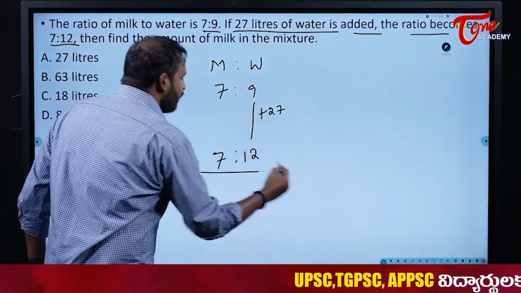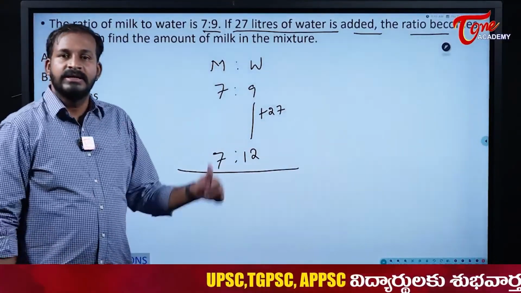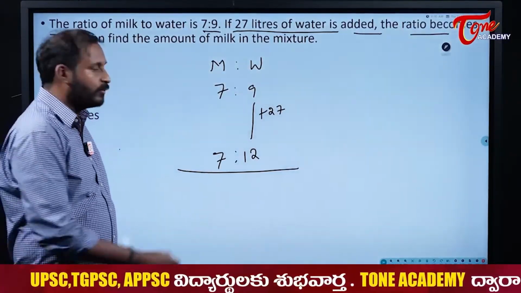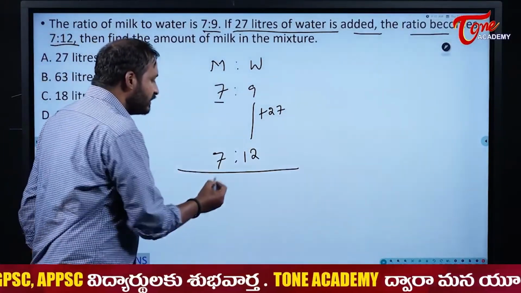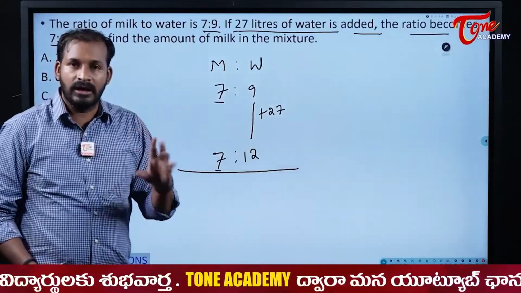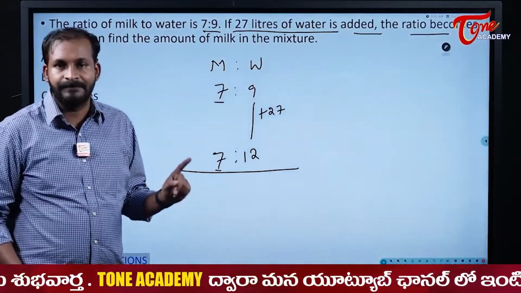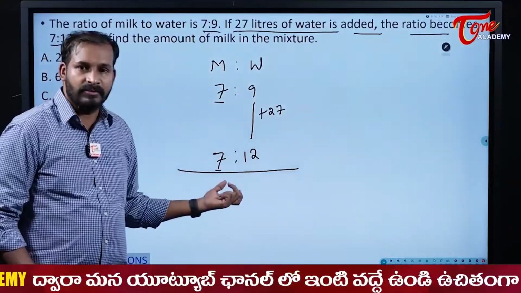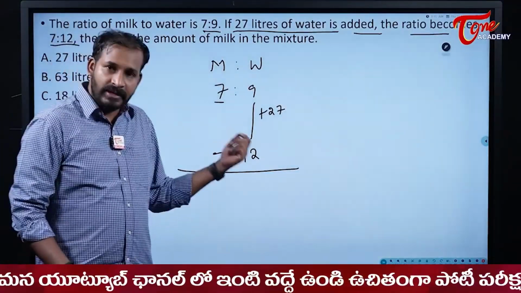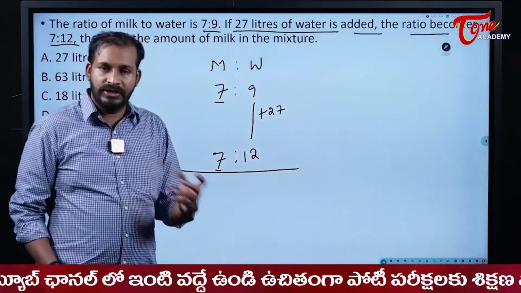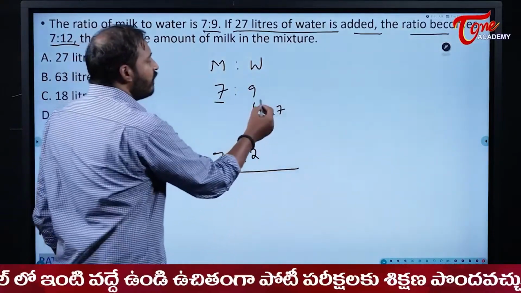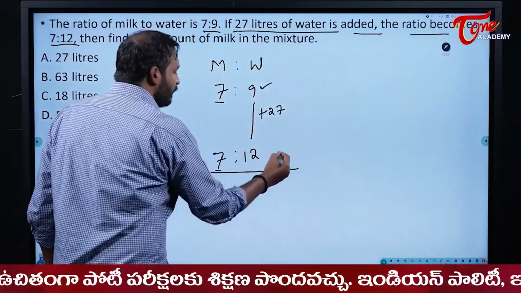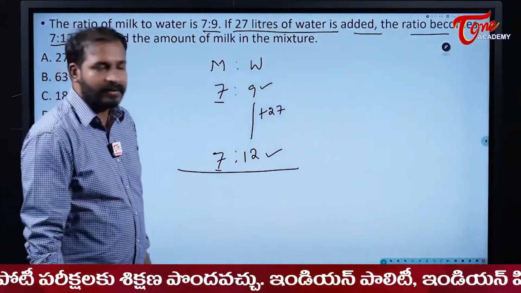Why? Because our milk portion is the same previously and now. No need to worry about the milk portion here. Anyway, both are 7 and 7. This thing will not happen with all the questions. Remember this one carefully. If they are not equal, first of all try to equalize them and then solve the problems. But in this case, the milk portion is already equal, so no need to worry. Directly we will concentrate on the water portion. Water changed from what portion to what portion? From 9 parts to 12 parts.